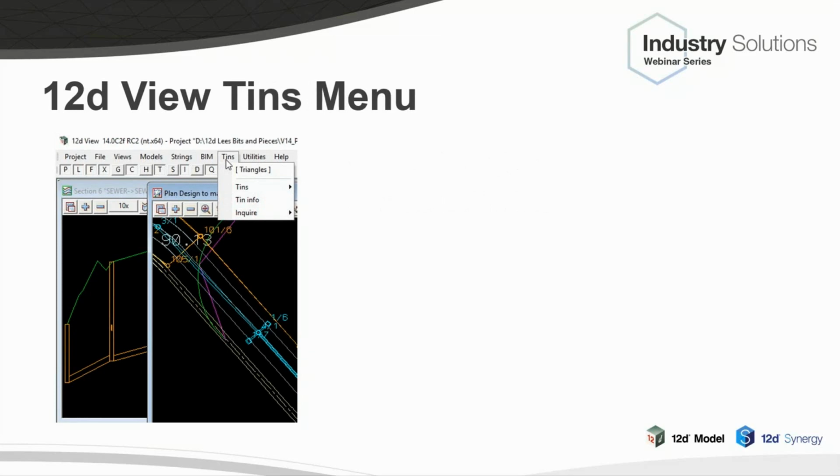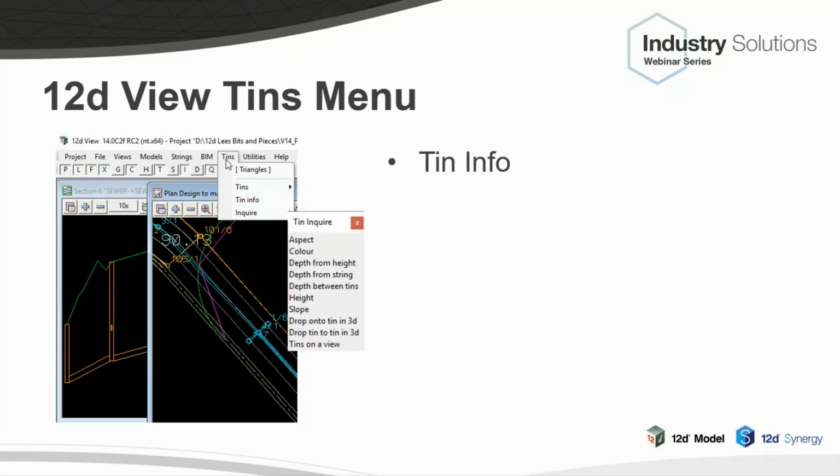There's a tin menu, and you have your information on a tin, so your normal tin info. But you also have your tin inquiries. Now these are ones where, if you've got a tin on the screen, you can wander around and see dynamically the aspect, the color, depth from height, string, depth between two tins, heights, slopes. And you can have as many of these up there at once.